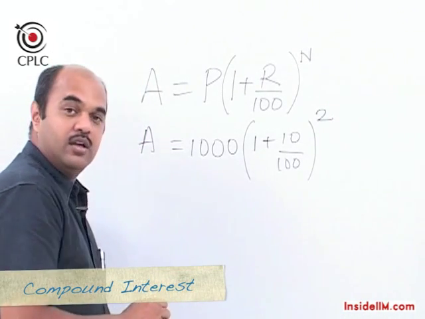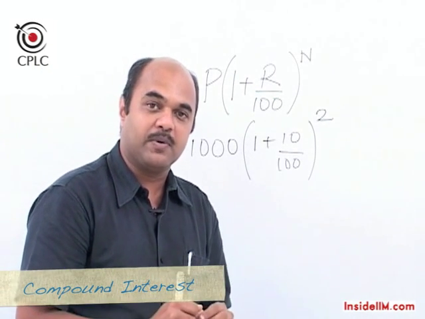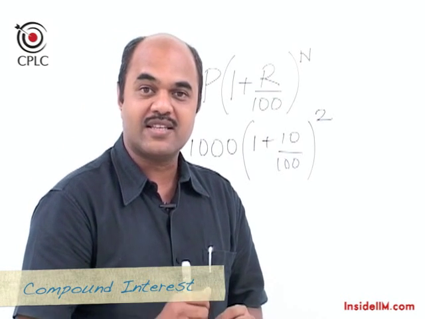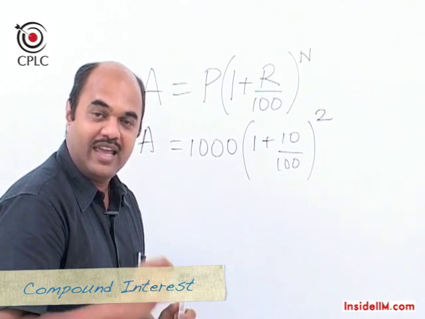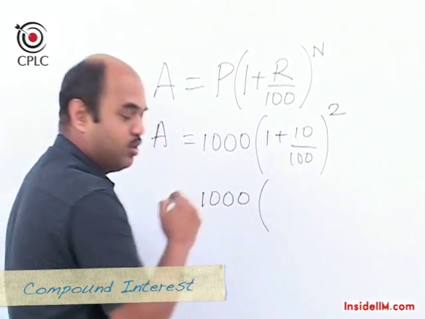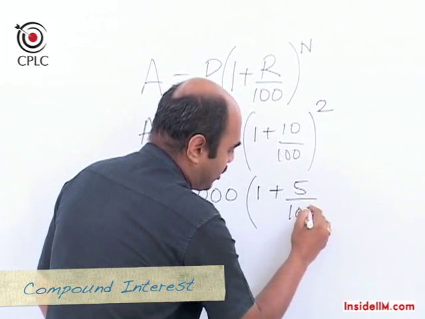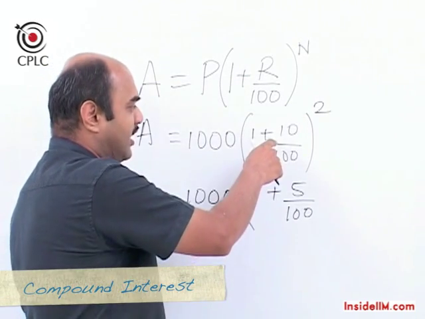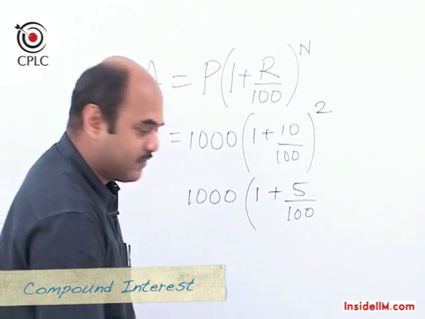On the other hand, if instead of compounding being done at the end of every year, compounding was done at the end of every 6 months, which is also referred to as half yearly compounding, then my interest would be calculated every 6 months. Hence, if I now want to find the amount, it would be 1000 into 1 plus 5 upon 100, because interest is calculated every 6 months. The rate was 10% for the full year, so it would be considered as 5% for half a year.